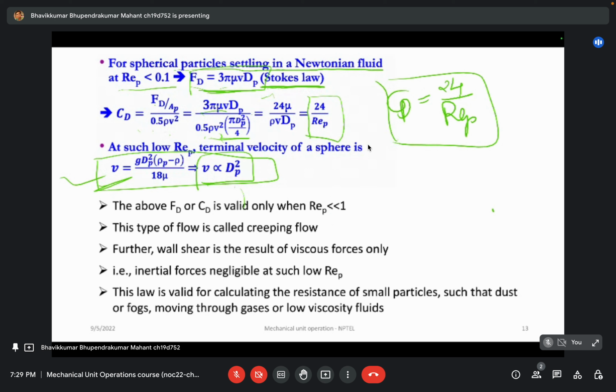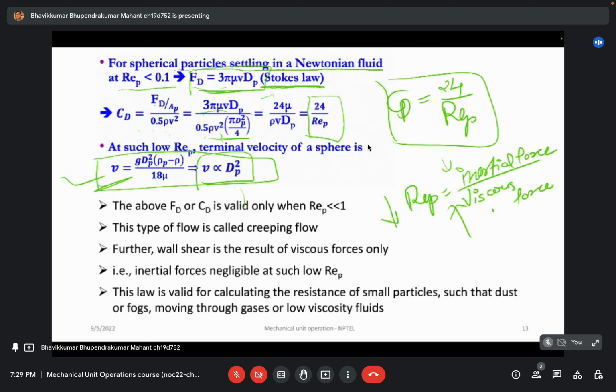Then further, wall shear is the result of the viscous force only. Okay, so here only viscous force is prominent, that's why it is called creeping flow, and in the end you will get a Reynolds number value less than 0.1. That is, inertial force is negligible. So Reynolds number is defined as inertial force divided by viscous force. So here, as the value of Reynolds number is lower and viscous force is higher, the inertial force is also lower. So you can consider that the inertial forces are very much negligible here.